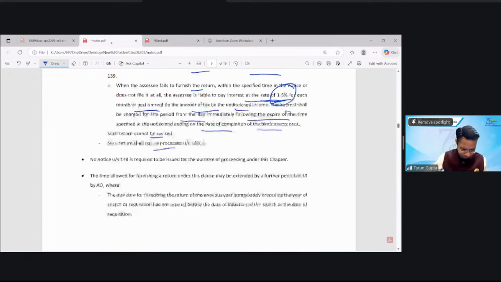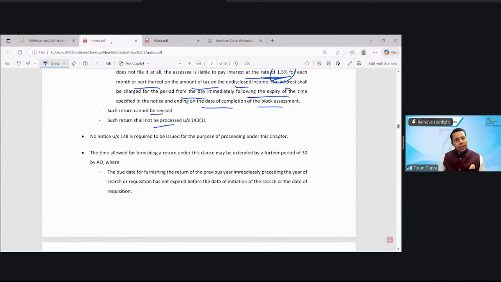Understood? Okay. In case of block assessment, notice under section 148 is not required to be issued. No notice under section 148 is required to be issued for the purpose of proceeding in this chapter. So lastly, the time allowed in the notice for furnishing return of income can be extended by 30 days. The time allowed for furnishing return under this clause may be extended for a further period of 30 days.